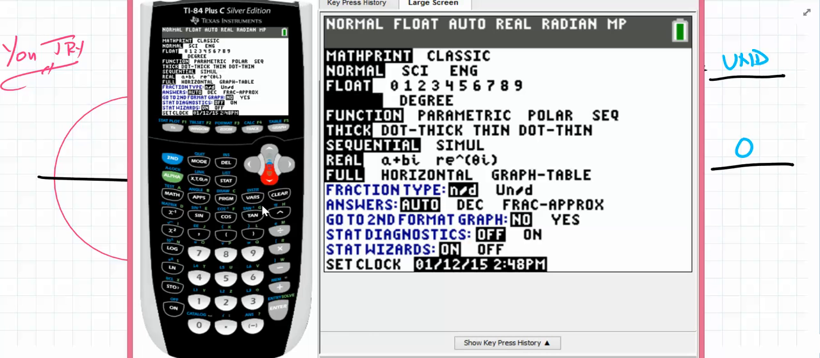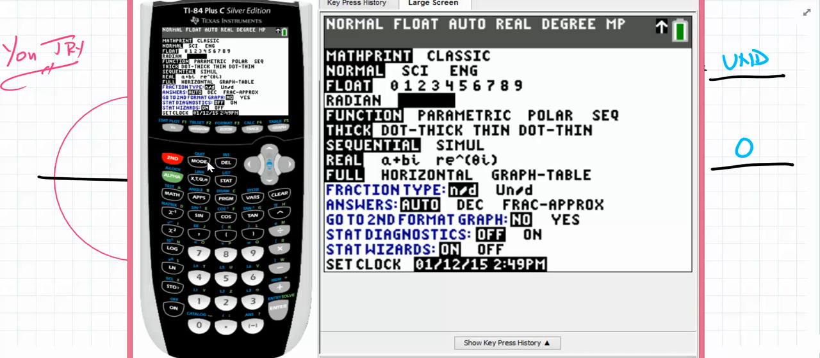What I want you to do is put the calculator in degree mode by moving over, highlighting degree, and then you have to push enter to put it in degree mode. Now my calculator is in degree mode. Just look up here, go down here, on the third one. Okay, good, now let's get ourselves out of that.